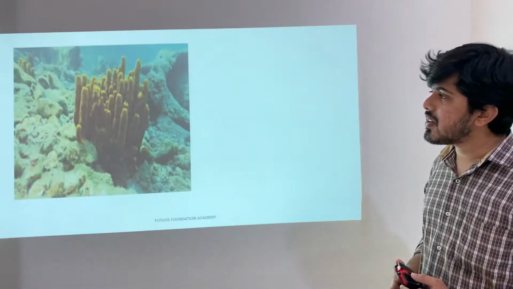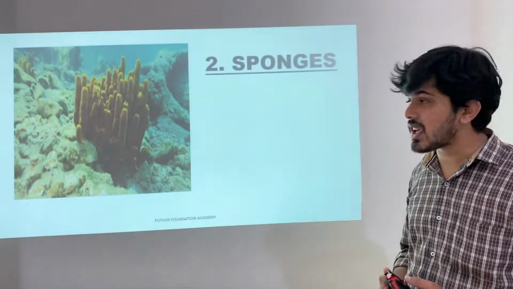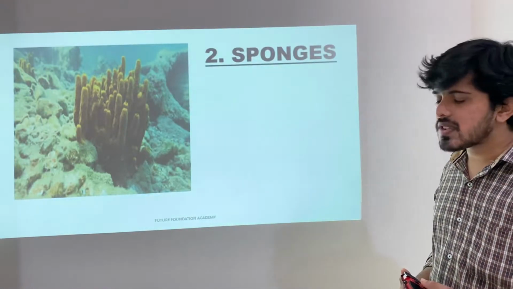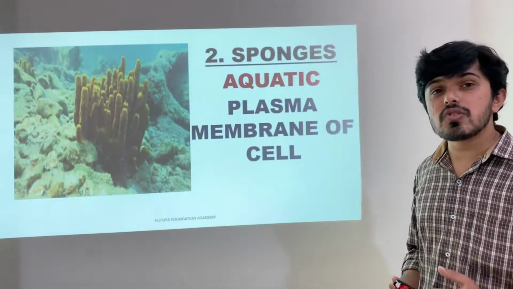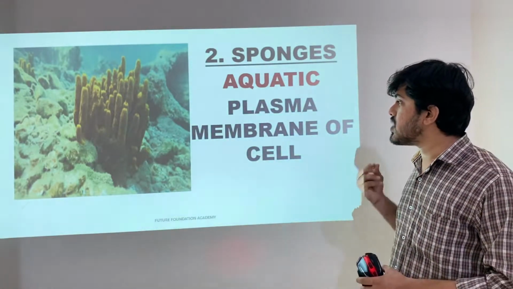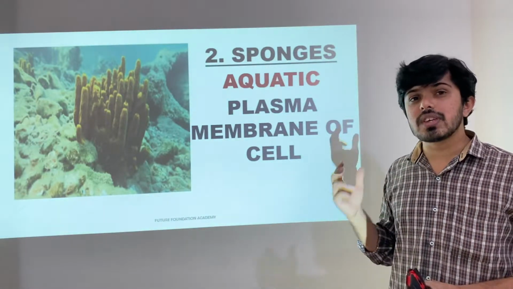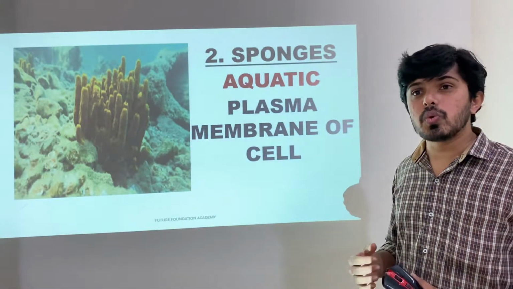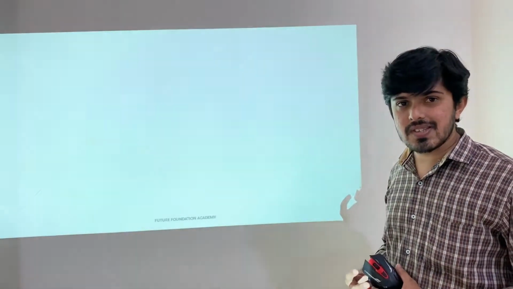Coming to the next slide, you can see this underwater organism. These are sponges. So sponges are also underwater, meaning they are aquatic, and they also do exchange of gases with the help of the plasma membrane of the cell. So both the examples which we have seen do exchange of gases, or respiration, through the plasma membrane of their cell.